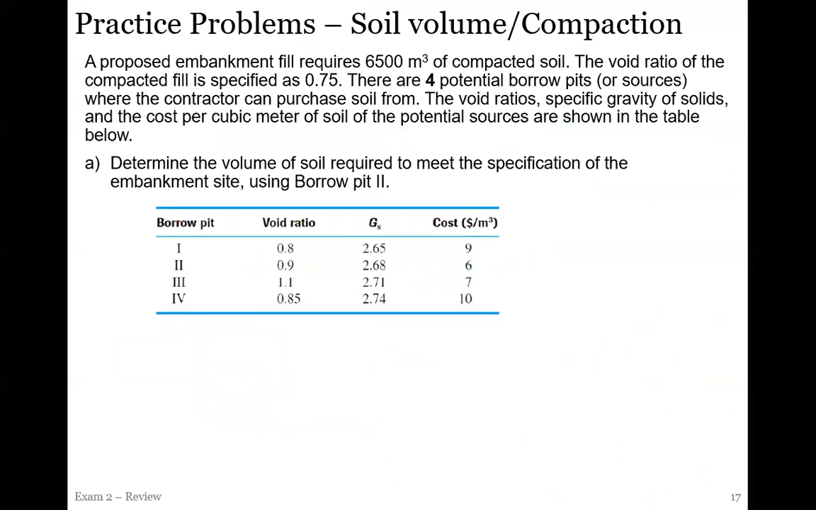Okay, go through this one a little bit quick. This is embankment fill required, all this stuff. There's 4 potential borrow pits. What I'm just asking you is for borrow pit 2. That's right here. So this requires an understanding of densities and void ratio and all that fun stuff. I give you the cost, but you don't really need this for this problem. What we need to determine is the volume of soil required to meet the specifications of this embankment site. So the specification means at our project site, we need this much soil, and it's going to be compacted to a void ratio of 0.75.